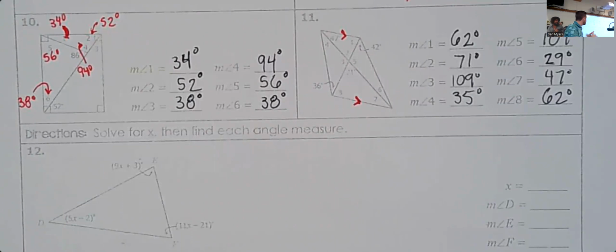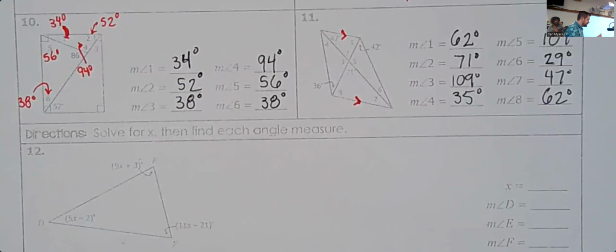So angle 1 is 62 degrees, angle 2 is 71 degrees, angle 3 is 109, angle 4 is 35, 5 is 109, 6 is 29. You should have been able to get the first 6 angles, 1 through 6, without knowing that the top and the bottom are parallel. 7 and 8, you have to know that they're parallel to figure those out.